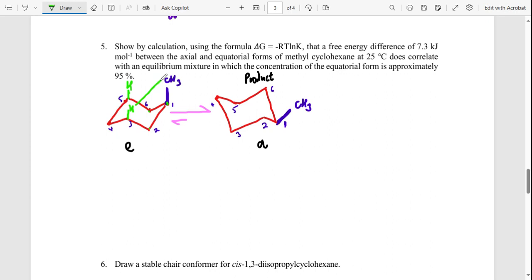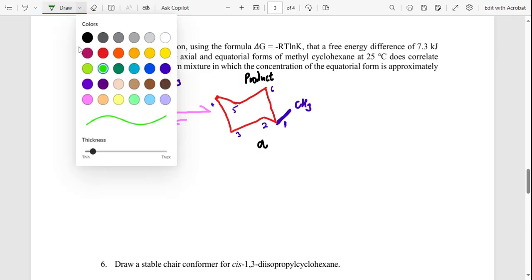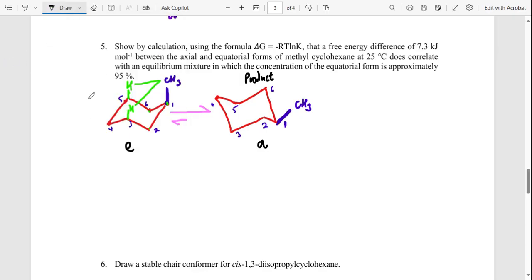So there'll be these interactions. We call them the 1,3 diaxial interactions. And those are the ones that make the molecule that is in the axial very, very unstable, in comparison to the other molecule. So that is what happens. The 1,3 diaxial interactions, we'll show them using dotted lines. Okay, so that is the first thing.